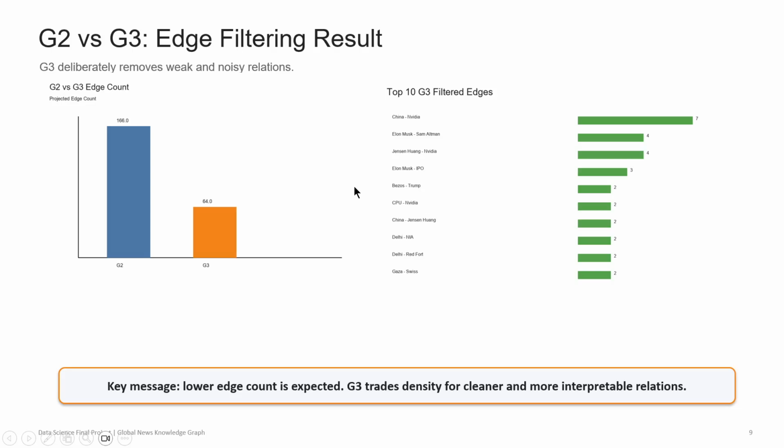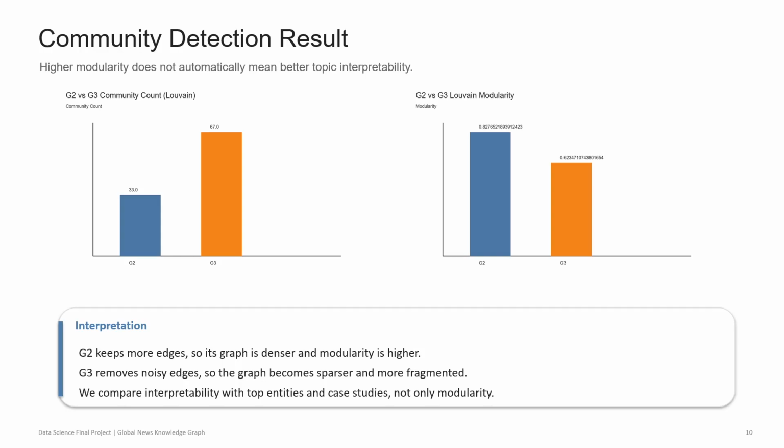So a lower edge count doesn't mean G3 is worse. It means G3 trades graph density for better interpretability. We use Neo4j Graph Data Science to run Louvain and label propagation. We didn't implement Louvain from scratch. Instead, we built a graph in Neo4j and called the Neo4j GDS Louvain procedure. Louvain is a community detection algorithm. It groups strongly connected entities together by optimizing a metric called modularity.